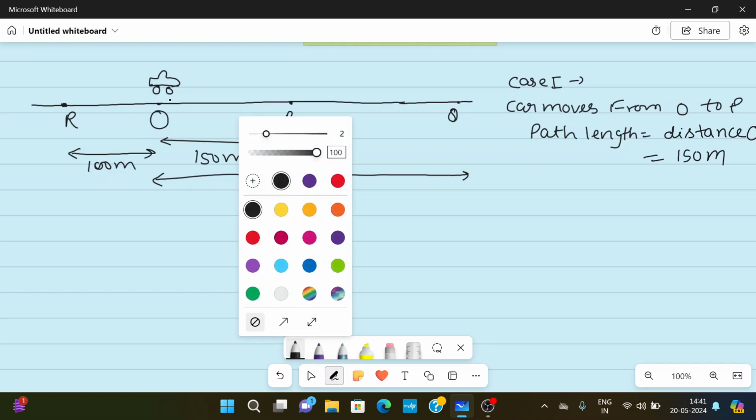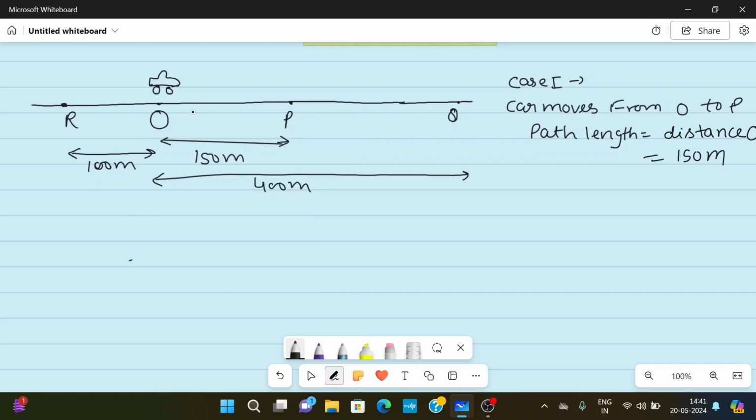In second case, car moves from O to Q and then back from Q to P. During this course of motion, the distance moved by the car is OQ and QP. So the total distance moved by the car is OQ plus QP. So path length here will be OQ plus QP.